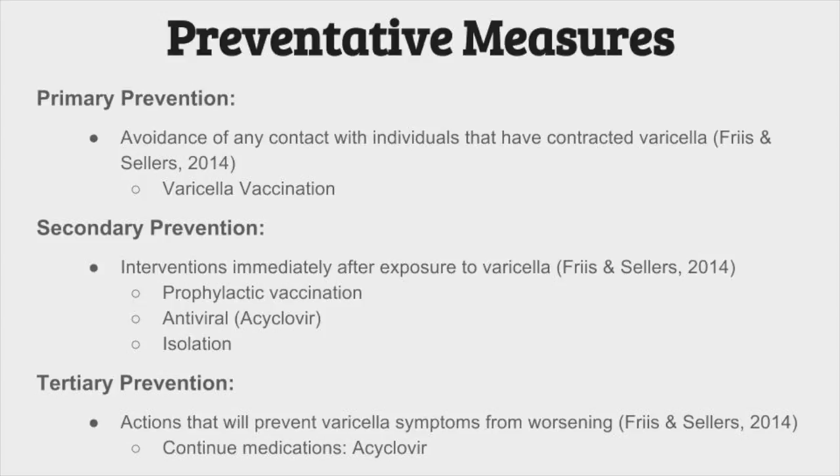Tertiary prevention takes place during late pathogenesis, when disease has already occurred and been clinically treated. This is based on Friss and Sellers in 2014. Another goal of tertiary prevention is to limit any permanent complications or disabilities that may potentially occur. During tertiary prevention, continued use of medications such as antivirals are the main interventions for varicella.